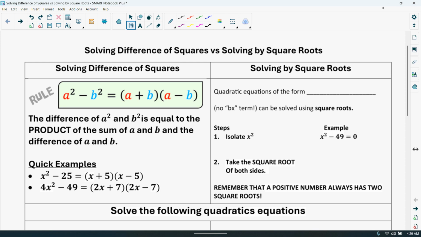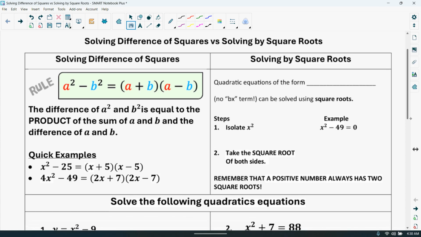All right, guys, I need you to fill in these notes. We're going to do the next part of our unit, which is solving by difference of squares and square roots. This is just a shortcut that you can use to be a little bit more efficient with getting through your problems faster instead of relying only on your calculator.